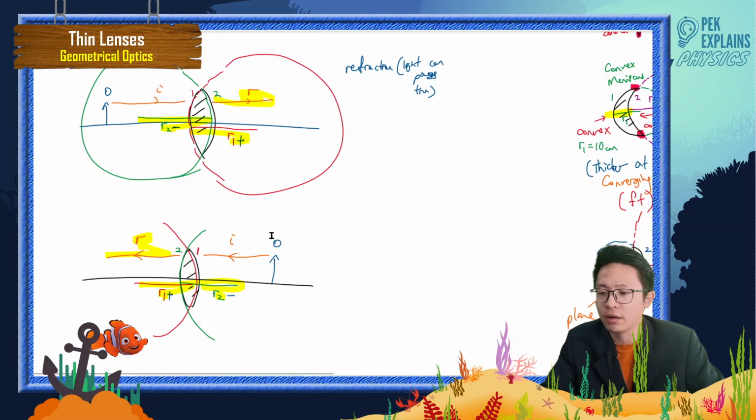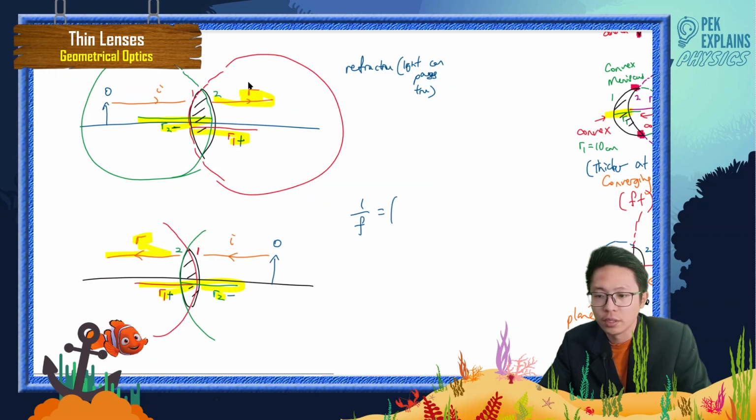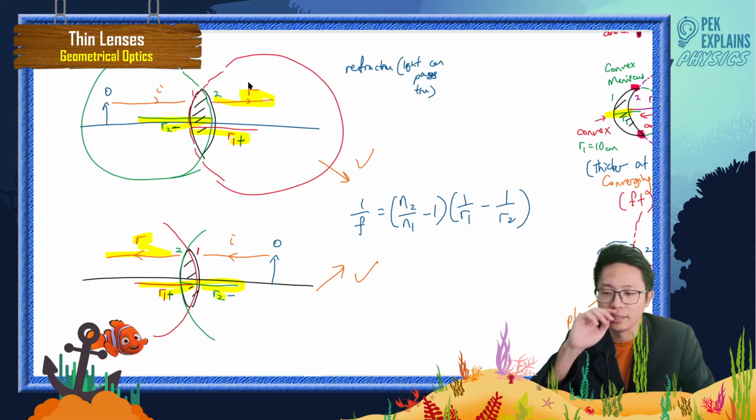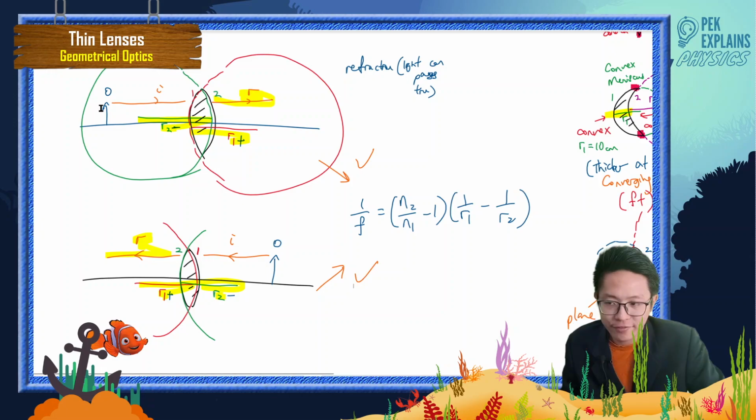Both can be accepted, both accepted. I want to use the lens-maker equation, 1/f = (n2/n1 − 1)(1/R1 − 1/R2). Both can be accepted. You understand or not? If you put the object at the left-hand side, then the left-hand side will be the first surface, the right-hand side the second surface. If you put the object at the right-hand side, the right-hand side is the first surface, and the left-hand side becomes the second surface.